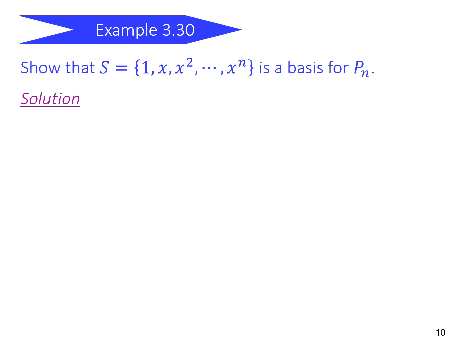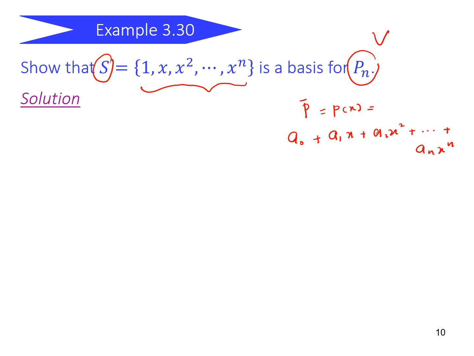In Example 3.30, the vector space here is Pn, the collection of all polynomials of degree at most n, where an element of Pn is a polynomial p(x) given by a0 plus a1x plus a2x squared plus up to an x to the power of n. The set S of vectors in Pn is a collection of n plus 1 polynomials, where the first polynomial is 1, the second polynomial is x, up to the n plus 1 polynomial, which is x to the power of n.